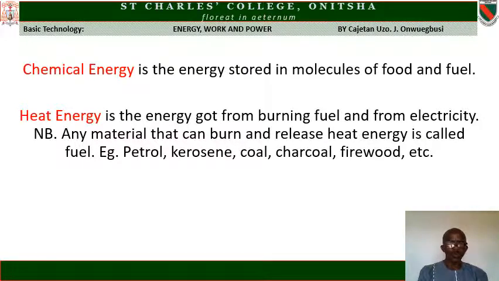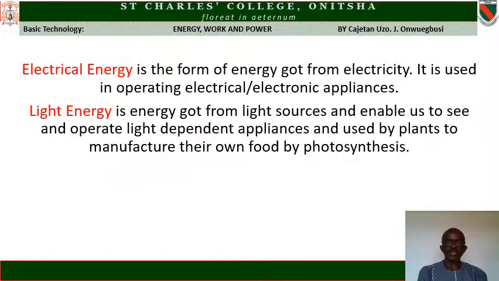Now, electrical energy. Electrical energy is a form of energy got from electricity. It is used in operating electrical and electronic appliances like electric iron, electric cooker, television, and radio, etc. Then light energy is the energy got from light sources and they enable us to see, and it is used to operate light-dependent appliances and also used by plants to manufacture their food by photosynthesis.